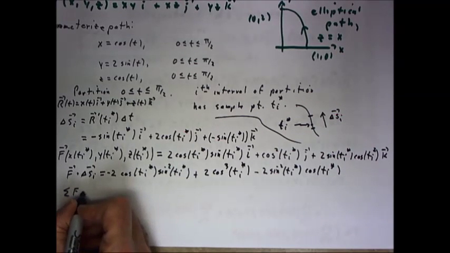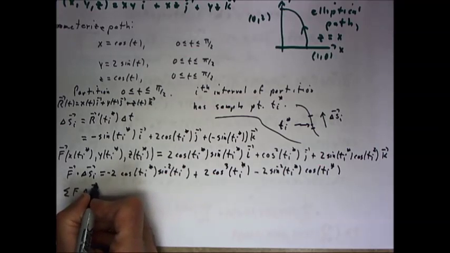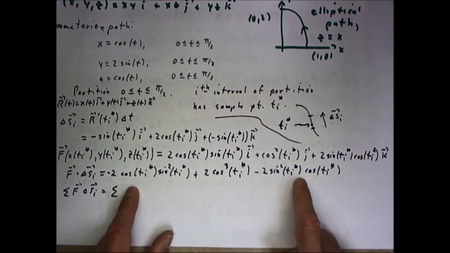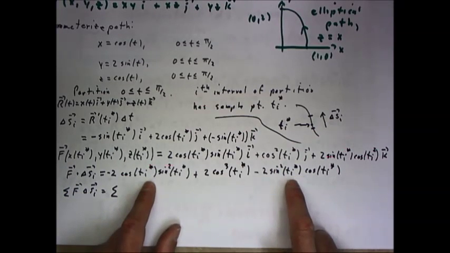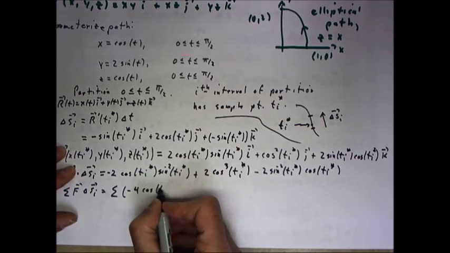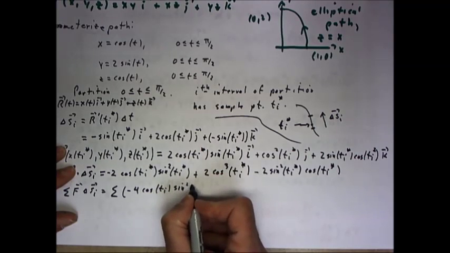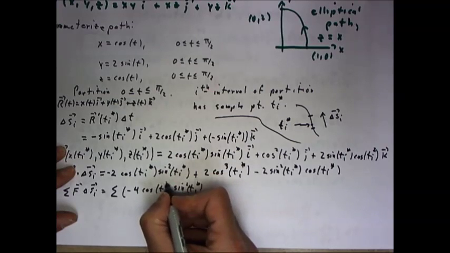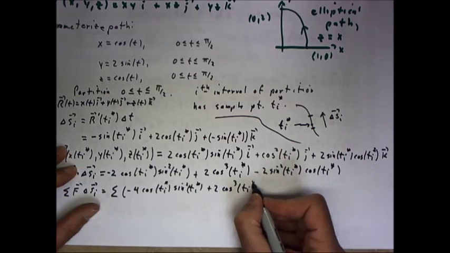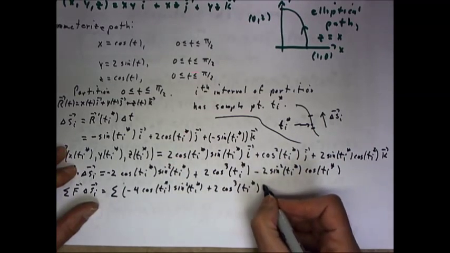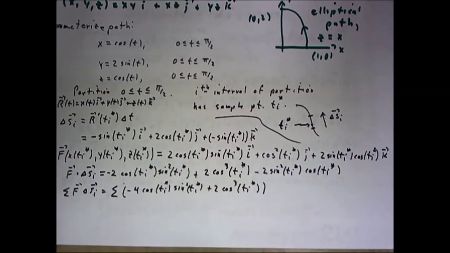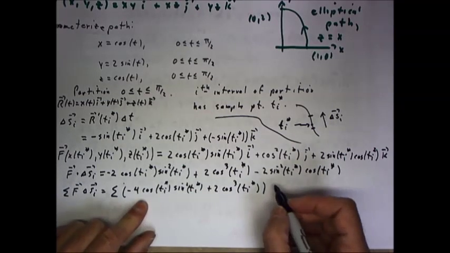The sum of our f dot delta si's is then the sum of these expressions. Now I'm going to consolidate this expression and this expression are like terms, so we're going to have negative 4 cosine of ti star sine squared of ti star plus 2 cosine cubed of ti star. And that's the sum over all the intervals. Being a little sloppy with that notation, but this should be fairly clear.